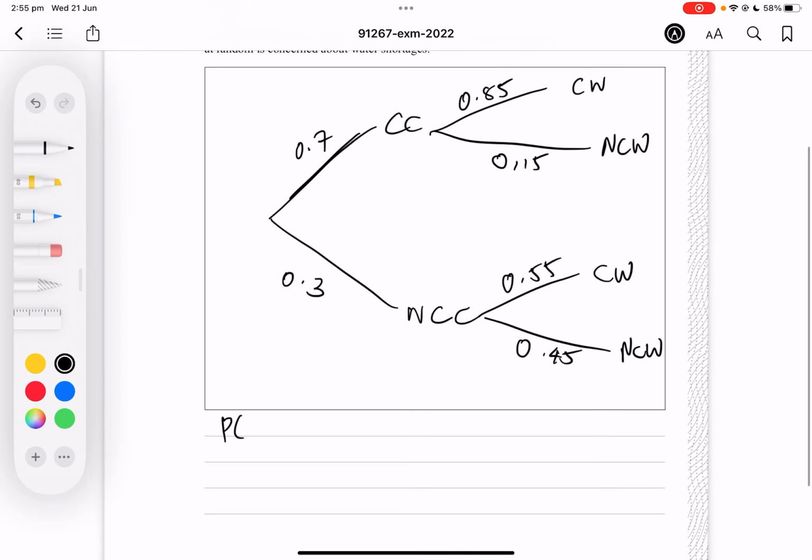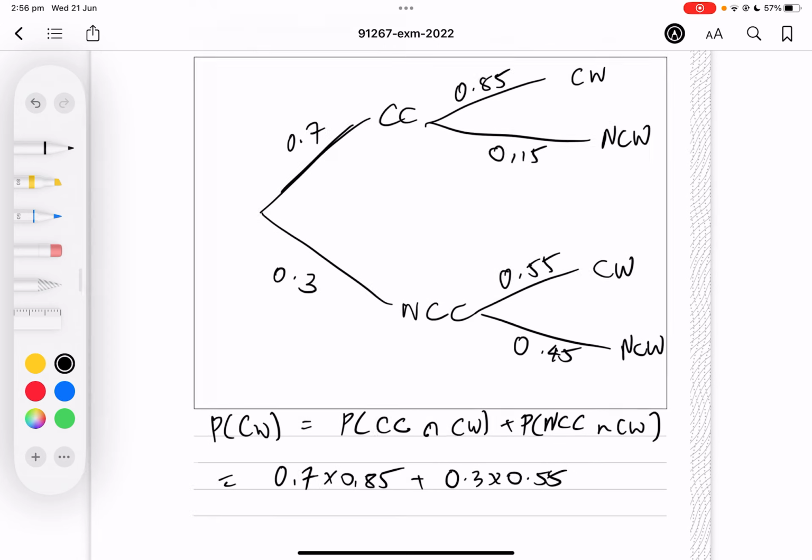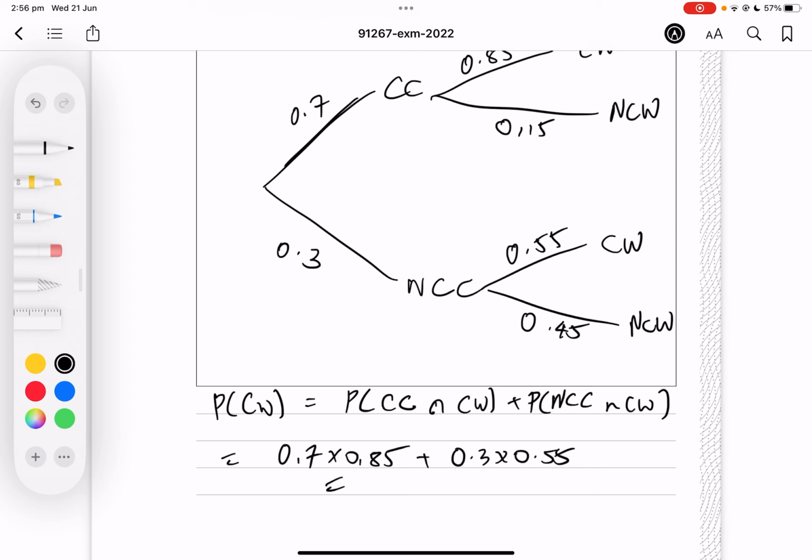So probability concerned water is equal to P of concerned climate change and concerned water plus P of not concerned of climate change and concerned water. So this is equal to 0.7 times 0.85 plus 0.3 times 0.55. And this is equal to 0.76. And this is an achieved level question here. Okay.